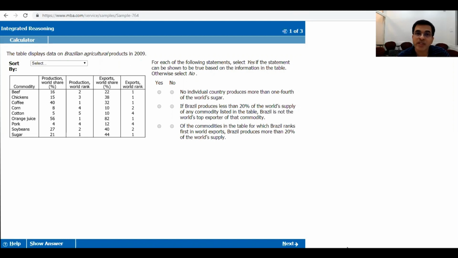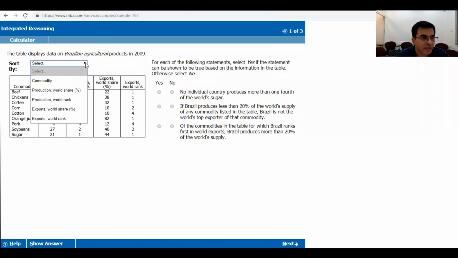Now, one of the tools that you have to make use of to the fullest, and in fact, table analysis is mainly about using this tool effectively, which is the sort tool. So as you can see here, there is a drop down, and I can sort on whichever column I want as per the question. So you can take a look at this question.